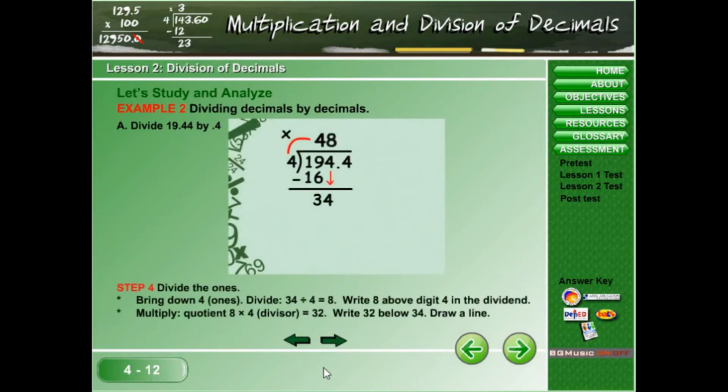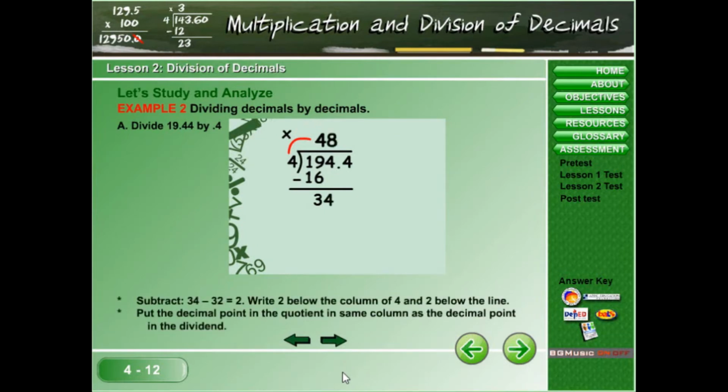Step 4. Divide the ones. Bring down 4 ones. Divide 34 divided by 4 equals 8. Write 8 above digit 4 in the dividend. Multiply. Quotient 8 times 4, the divisor, equals 32. Write 32 below 34. Draw a line. Subtract. 34 minus 32 equals 2. Write 2 below the column of 4 and 2 below the line. Put the decimal point in the quotient in the same column as the decimal point in the dividend.